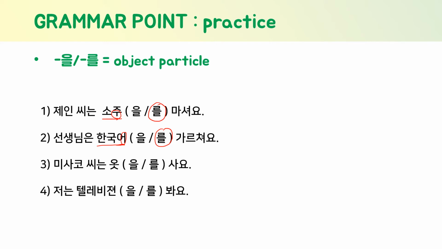Number three, 미사코 씨는 옷 사요. Misako buys clothes. 옷 means clothes.